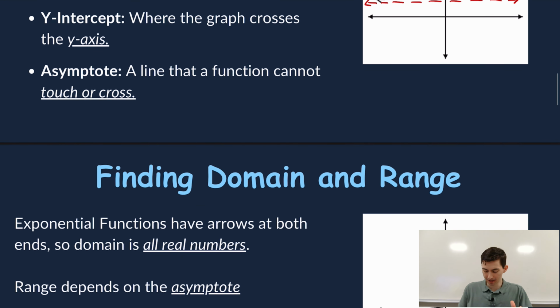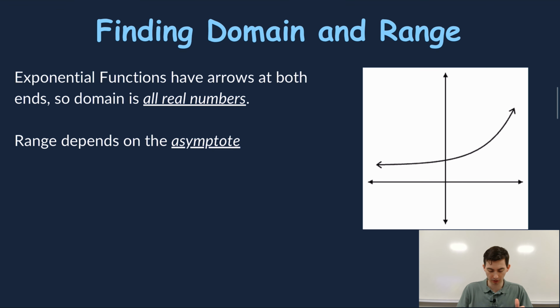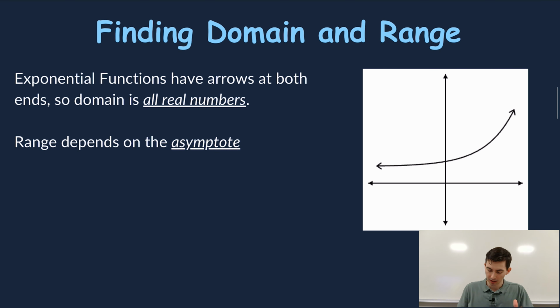And so this asymptote is going to be really important when we start talking about domain and range. So domain, I see I have these arrows at the end, so that means I continue left forever and I continue right forever. So I'm never going to have any domain that's not all real numbers when it comes to exponential functions. But the range depends on the asymptote.